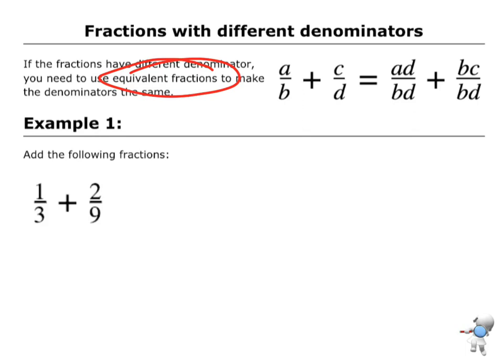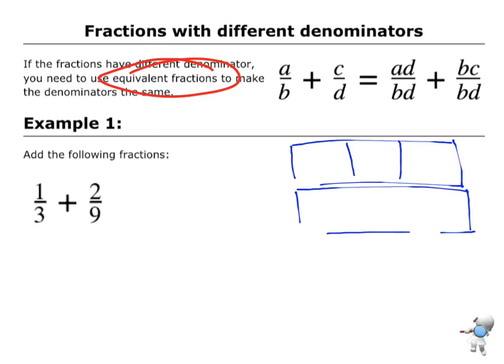I've got a third, and I can draw that as 1/3, and I've got 2/9, so I'm going to separate that into ninths like so, and so I have 1/3 there, and I have 2/9 here, okay, and I want to add those two together. So you can see at the moment they're not the same denominator.